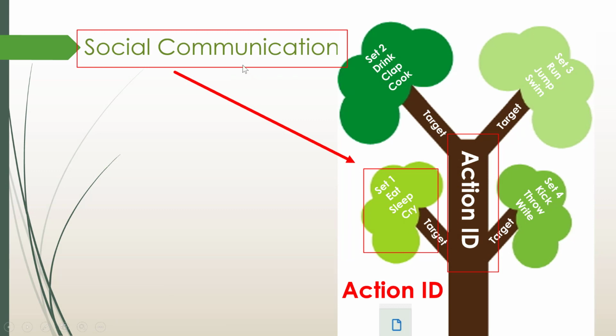Again, we have our top tier, which is the domain, social communication. We have our second tier over here, which is the program level, with programs like action ID, emotion ID, flexibility, that kind of thing. And then the third tier within that program are the actual targets or sets. So for this example, eat, sleep, cry is one set for action ID. Let's look at this again a little more closely and try to understand that we have a three-tier system, and there are different things to look at and find in each one of the tiers.